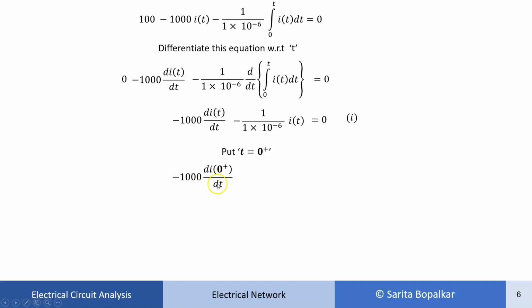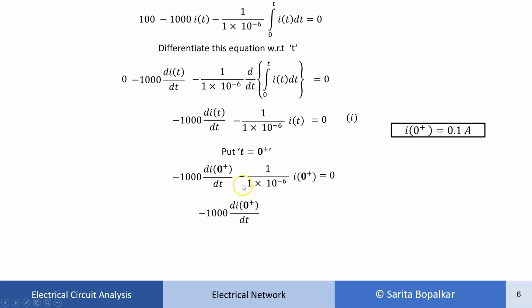Minus 1000 di by dt at t is equal to 0 plus, minus 1 by C I of 0 plus is equal to 0. We already know I of 0 plus. We calculated it in the second step, the equivalent circuit at t is equal to 0 plus. I of 0 plus is 0.1. So put it here. We'll take this term to the RHS and it becomes positive.